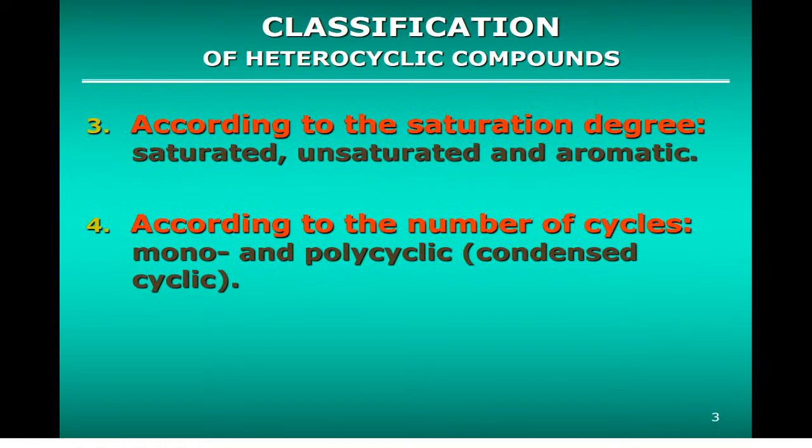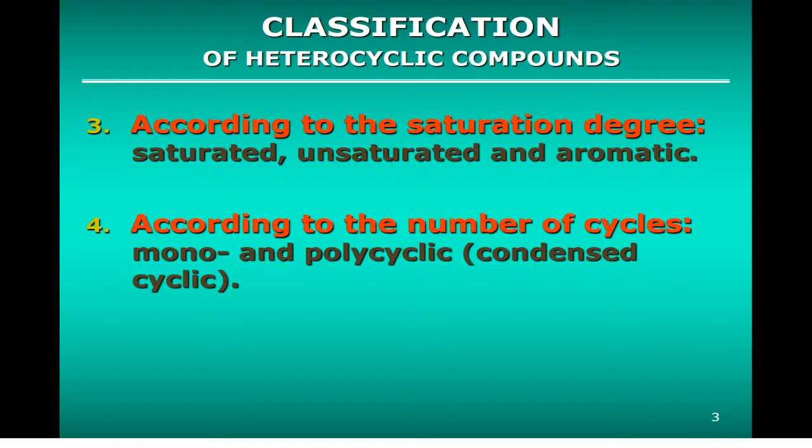The third type of classification is according to the saturation degree. This classification is the same as for homocyclic compounds. So all cyclic compounds, heterocyclic also, can be classified as saturated, unsaturated and aromatic. How to prove whether it is aromatic or not? You should know it's according to Hückel's rule. I will remind you then. And last but not least, it's the classification according to the number of cycles. They can be monocyclic, consisting of only one ring, and polycyclic. From all polycyclic, the most important and most often found in nature are condensed cycles.